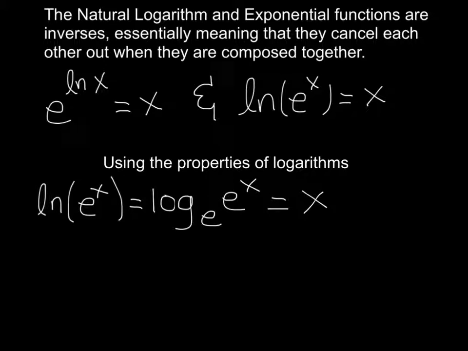So if you take the natural log of e to the x, and if you look back at the last slide, all that means is that we're taking the logarithm base e of e to the x. Anytime you have a base and the same thing here, those two just cancel each other out, and all you're left with is x. And that's just a regular property of regular logarithms.